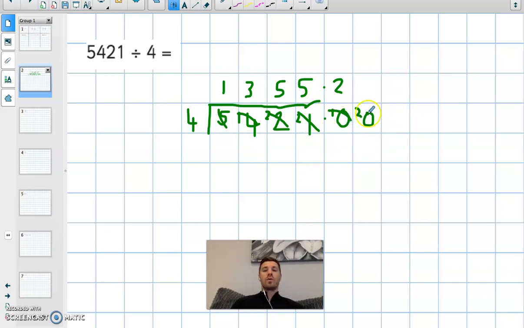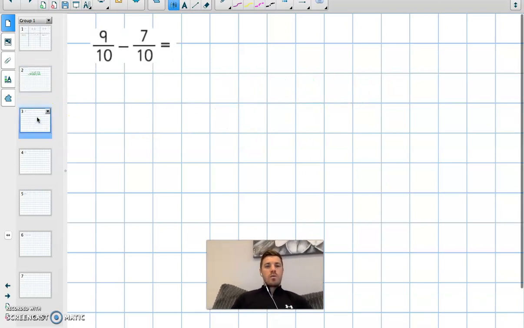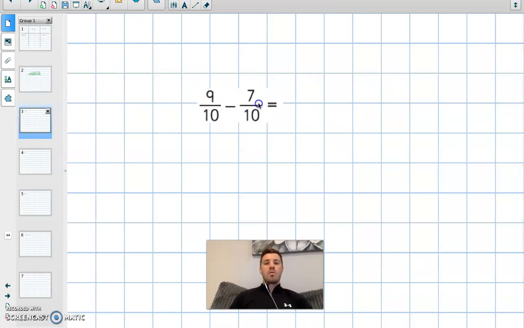How many 4s are in 20? There are 4, 8, 12, 16, 20. There are 5 in total, equally with no remainder, so our answer is 1,355.25. Moving on to question 2, very simple. Subtracting 2 fractions from one another.